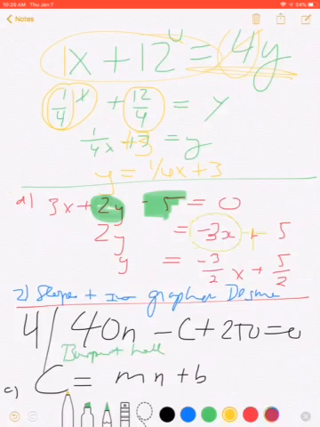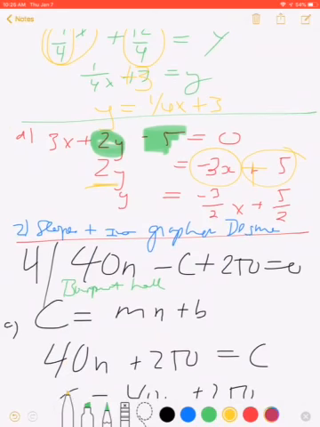So minus 3x plus 5, and then divide by 2 to get rid of this 2 in front of the y, and you get negative 3 over 2x plus 5 over 2. You can leave it like that. Fractions are fine. If you want to write that as negative 1.5x plus 2.5, you can.